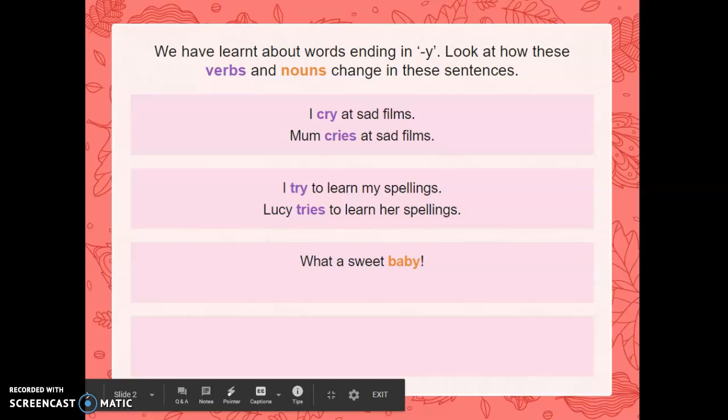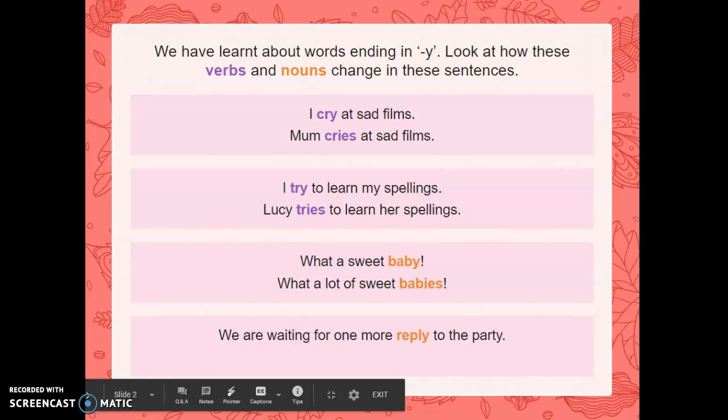Let's have a look at some nouns now. So the same rule applies, and we've been having a look at this earlier on in the week. So what a sweet baby. That's a noun, and look at how it changes now when we change it to plural, so more than one. What a lot of sweet babies. So the same rule applies.